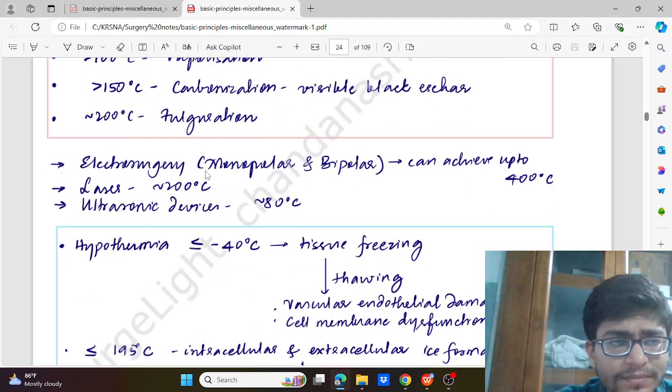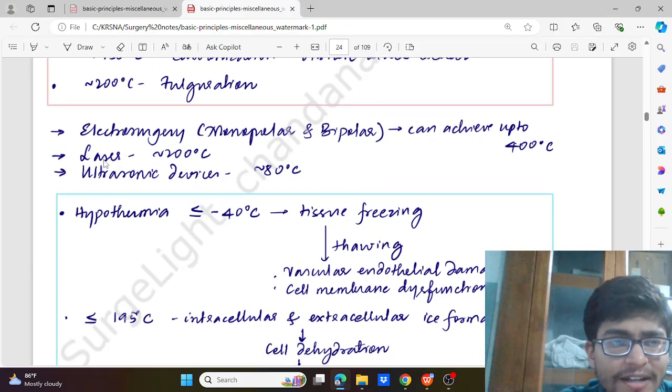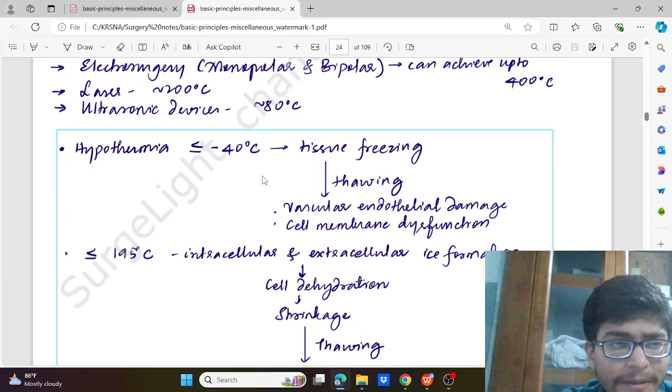So as we have seen, electrosurgery, monopolar and bipolar, are heat-producing electrosurgical techniques, and they can achieve up to 400 degrees Celsius, whereas laser can achieve up to 200 degrees Celsius, and ultrasonic devices can achieve up to 80 degrees Celsius of heat.